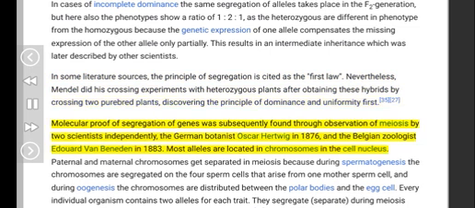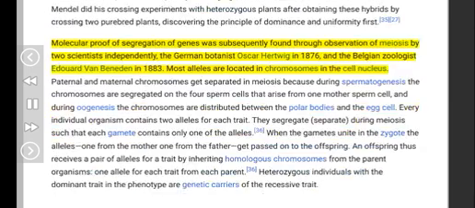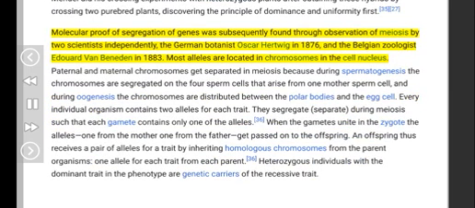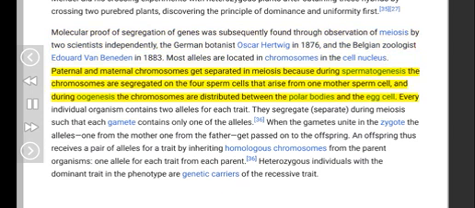Molecular proof of genes was subsequently found through observation of meiosis by two scientists independently, the German botanist Oskar Hertwig in 1876, and the Belgian zoologist Eduard van Beneden in 1883. Most alleles are located in chromosomes in the cell nucleus. Paternal and maternal chromosomes get separated in meiosis because during spermatogenesis the chromosomes are segregated on the four sperm cells that arise from one mother sperm cell, and during oogenesis the chromosomes are distributed between the polar bodies and the egg cell.